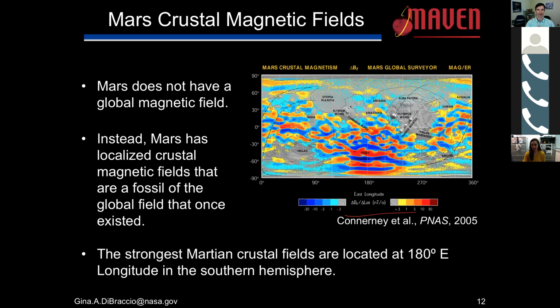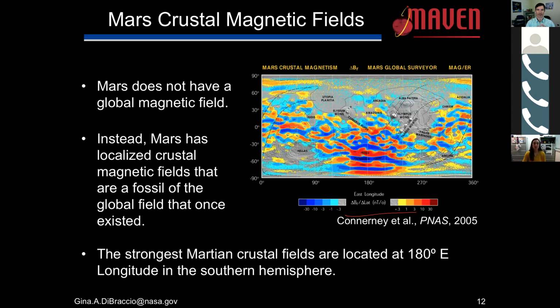But the main takeaway from this particular figure is just to tell you that the strongest crustal fields are located right here in the center where I'm circling my cursor, and that's at 180 degrees east longitude in the southern hemisphere. So the main thing that you should understand about these crustal fields is that they are not uniformly distributed across the surface. They change at different locations, and they have different strengths. And so this actually produces a non-consistent boundary, an obstacle to the solar wind. And so it's ever changing because these crustal fields will rotate with the planet.